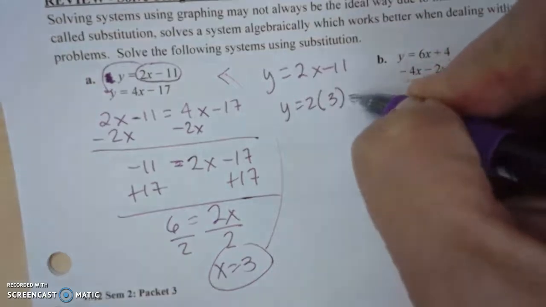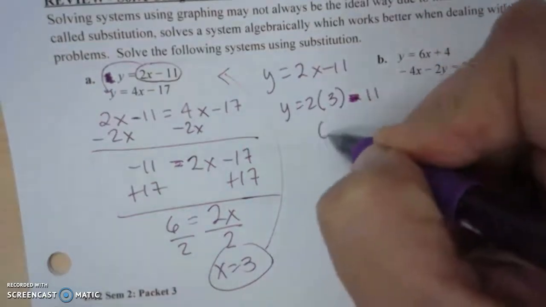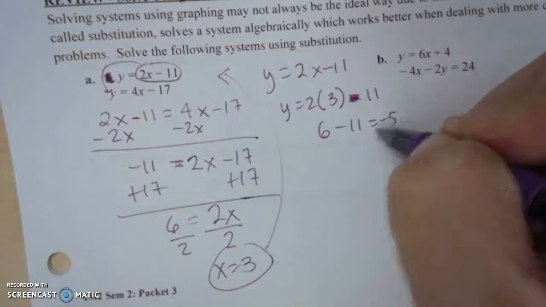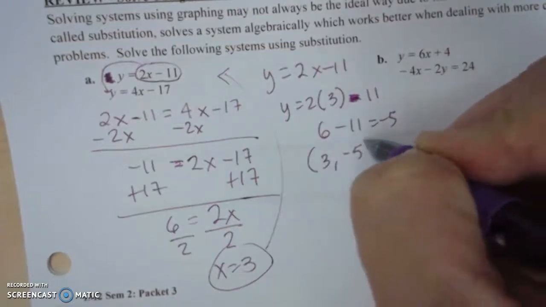y equals 2 times 3 minus 11, so I get 6 minus 11 equals negative 5. So the solution is 3, negative 5.